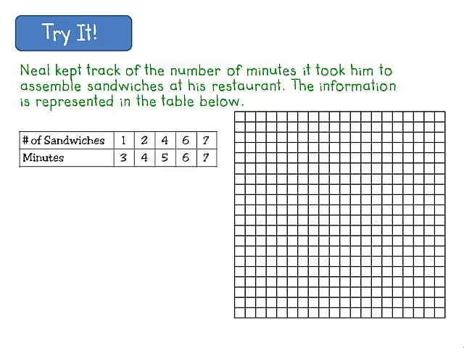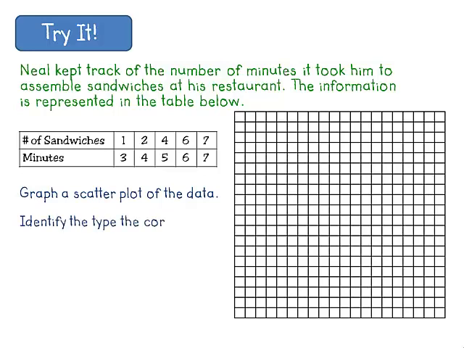And then I'm going to ask you to do 2 things. Number 1, graph a scatter plot of the data, just like we did in the guided practice. Included in that is labeling your axes, creating your intervals, giving your graph a title, and then of course plotting your 5 points. Then when you're done with that, I'll ask you to identify the type of correlation that you see. Remember, is it positive, is it negative, or are you not seeing a correlation at all? Pause the video, and when you're done, you can press play to check your answer.